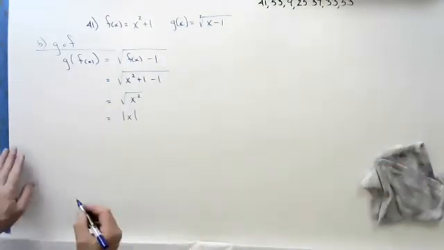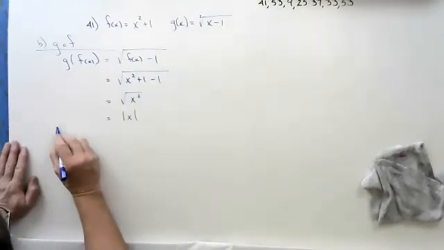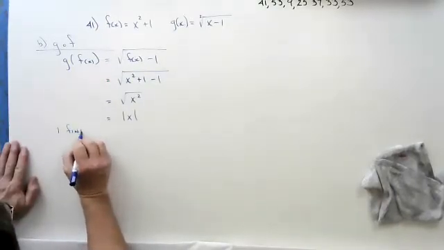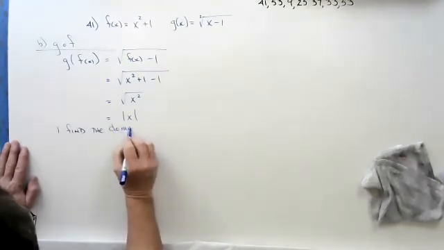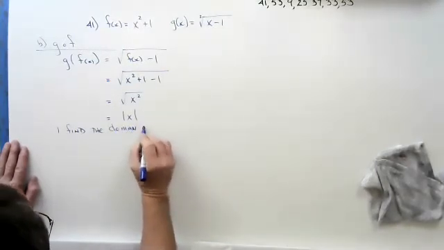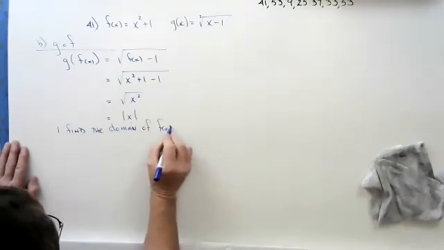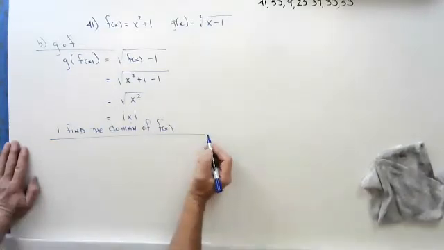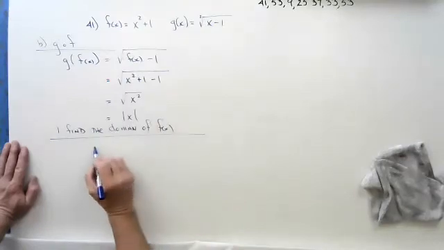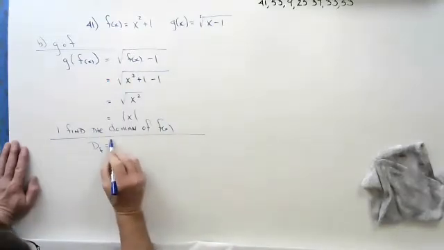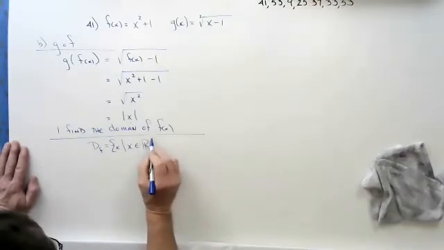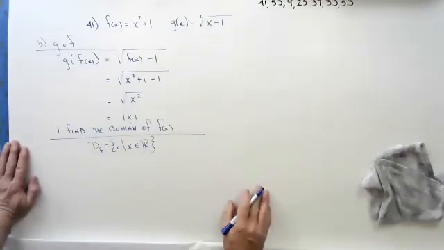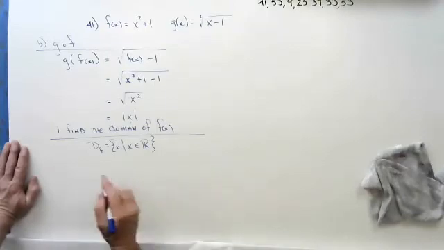Now we have to find the domain. Step 1. Find the domain of f. That's our inside function. Well, that's a polynomial. That's everybody, right? We noticed that when we were writing it down. Step 2.